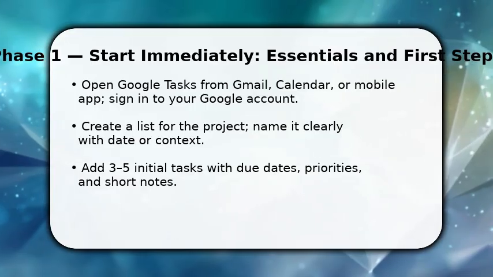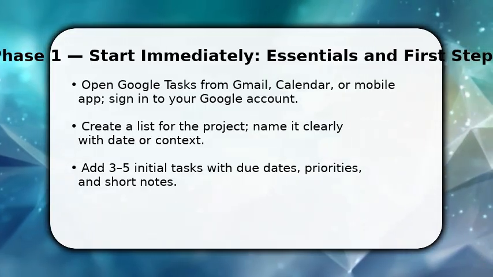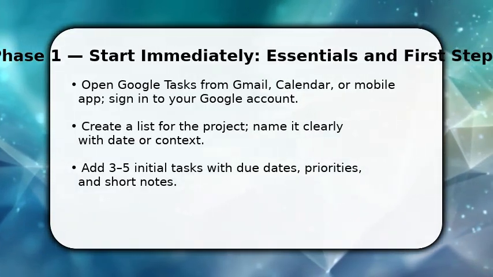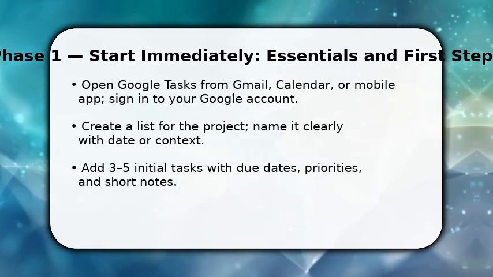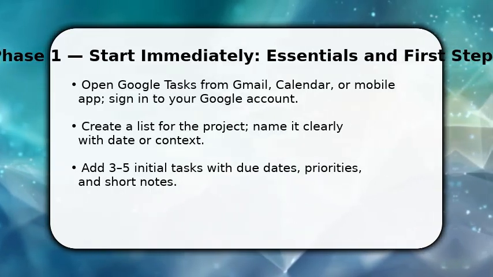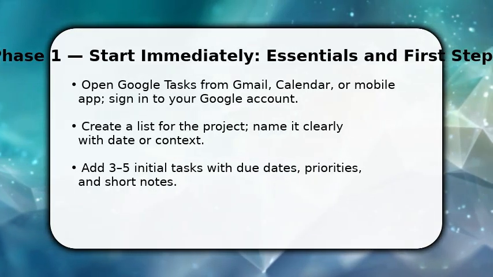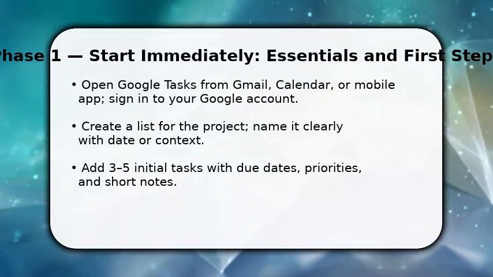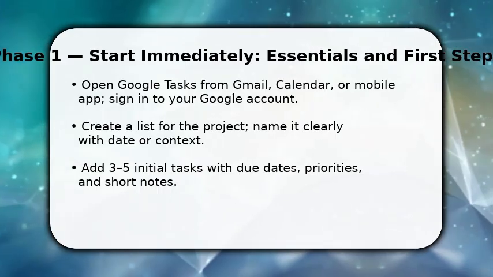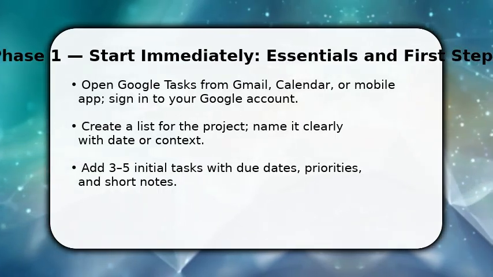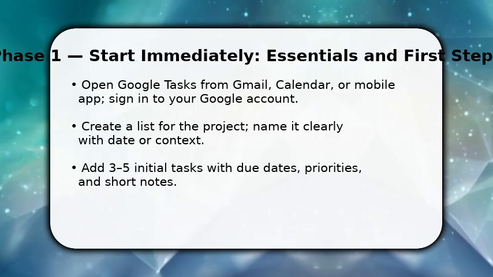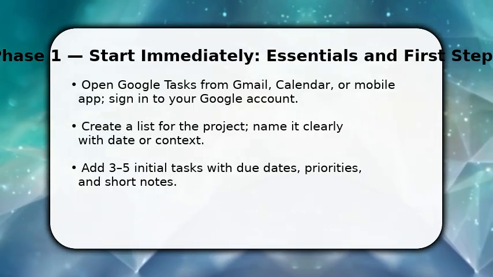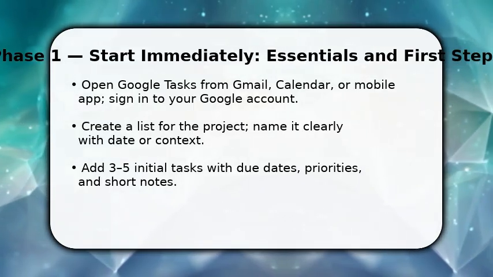You begin by opening Google Tasks in Gmail, Calendar, or the mobile app so your work syncs instantly across devices. Once logged in, create a dedicated list for this project and name it with context and a date to keep it meaningful. Now, add the first 3 to 5 tasks. Include a due date, a short priority cue, and a one-line note explaining the outcome you want. Make sure to use concise task names so you can scan them fast later.